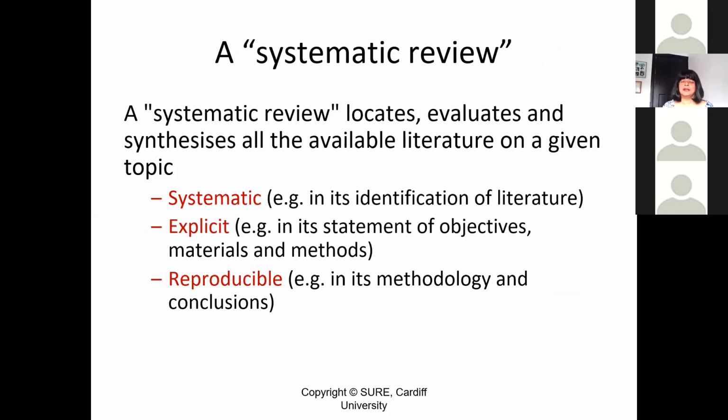So basically, in a few sentences, one could say a systematic review locates, evaluates, and synthesizes all the available literature on a given topic. It's systematic in its identification of the literature. It's explicit in the statements and the objectives and the materials and the methods that it uses, and it's reproducible. And this is a very important feature in a systematic review, that a systematic review is reproducible. It needs to be transparent throughout its methodology, its results, its conclusion.